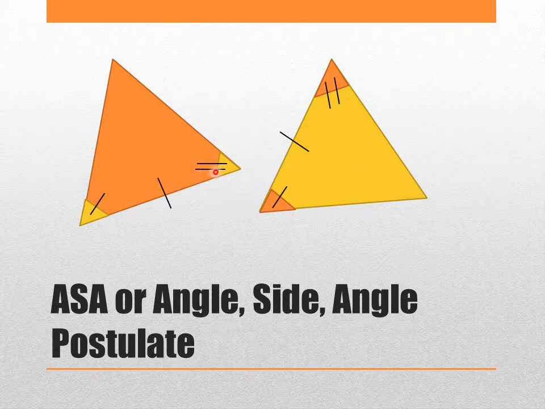The ASA postulate states that if two angles and the included side of one triangle are congruent to the two angles and the included side of another triangle, then these two triangles are congruent.